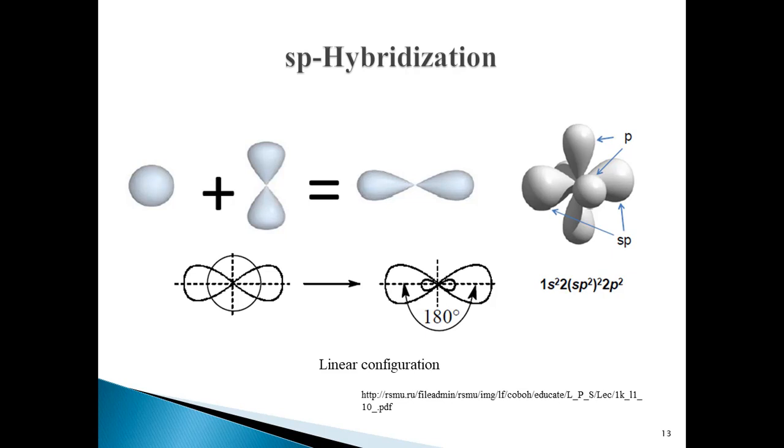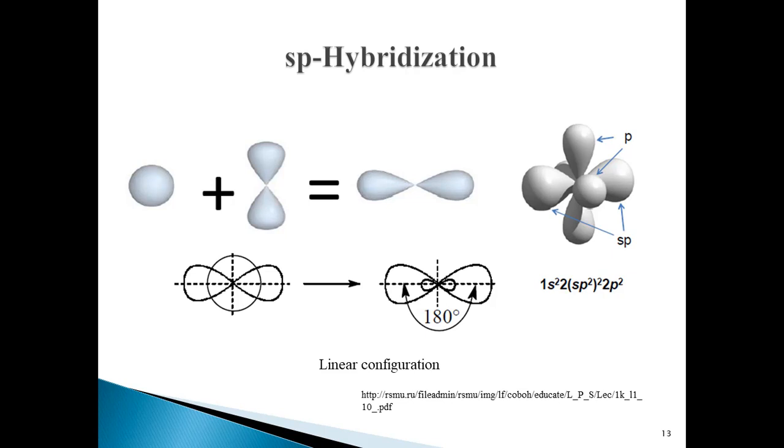sp hybridization only uses one of the p orbitals. There are still 2 p orbitals left. These p orbitals are at right angles to one another and to the line formed by the hybrid orbitals. This kind of hybridization occurs when a carbon atom is bonded to 2 other atoms.